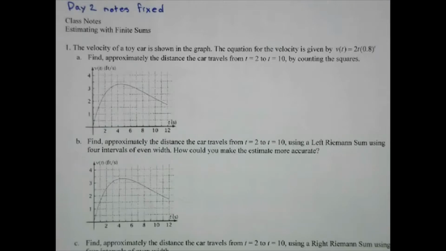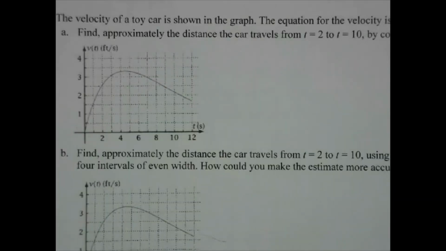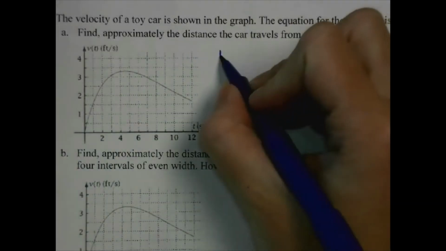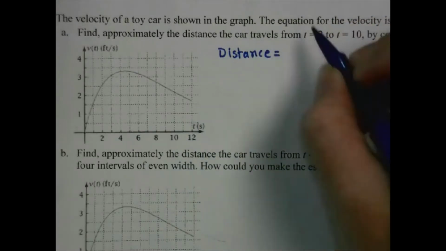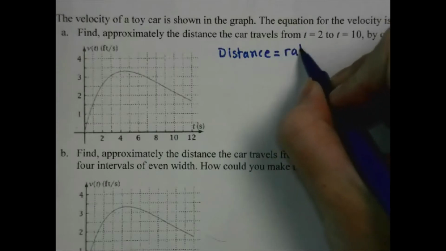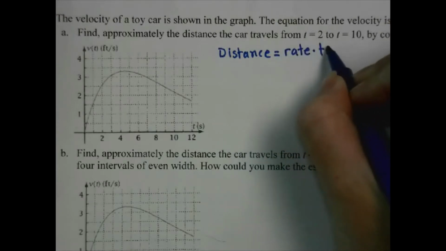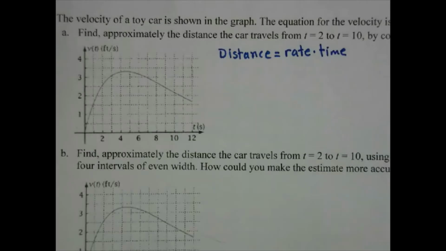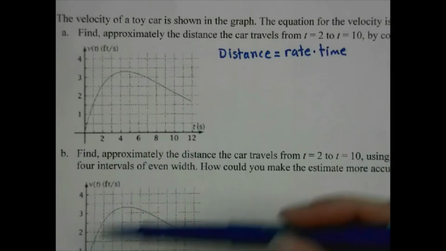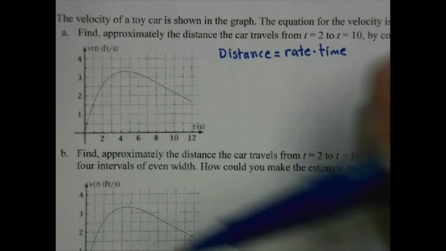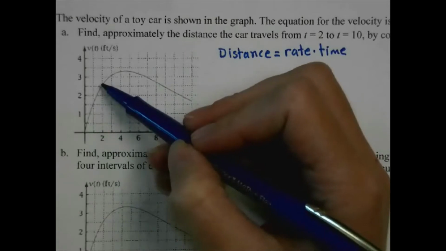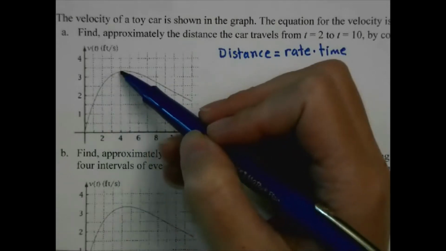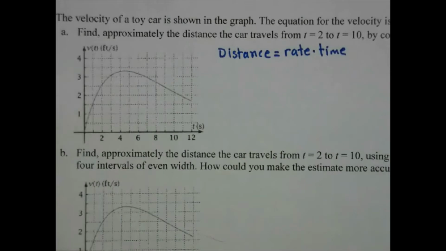So let's talk about this. Distance traveled is always going to equal the rate times the time. So how fast are you going and how long are you going at that speed? If we look at this axis, this is time and this is velocity. So at any given point, at time 2, this is the speed this car is going. At time 4, this is the speed, and so on.